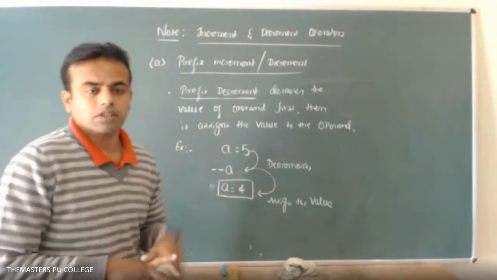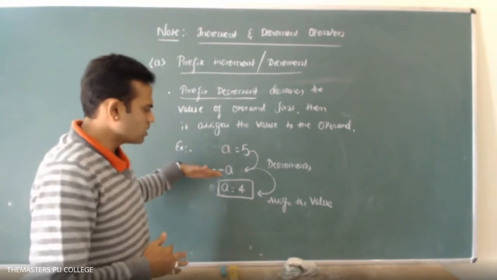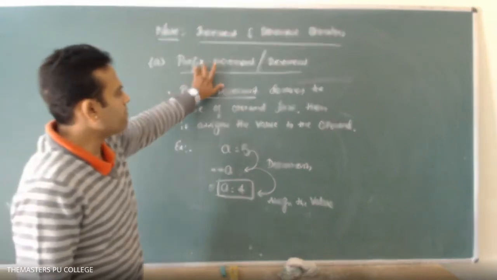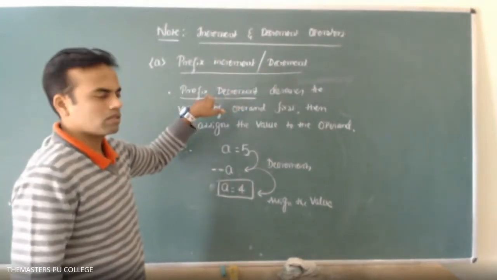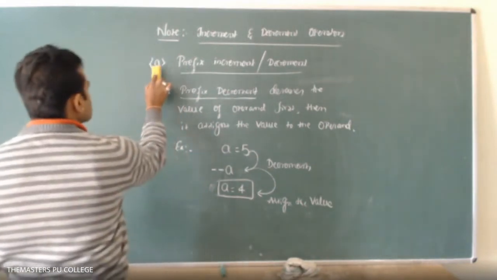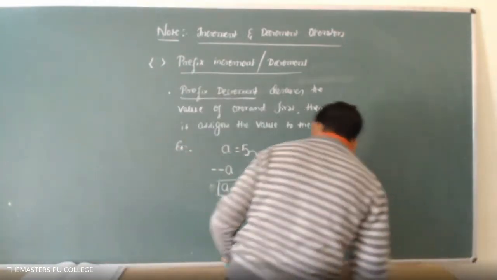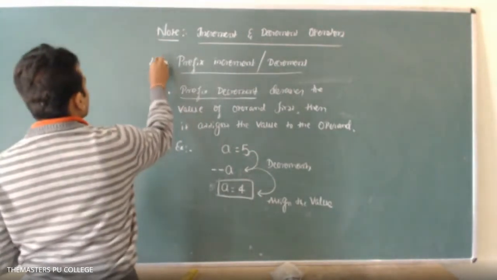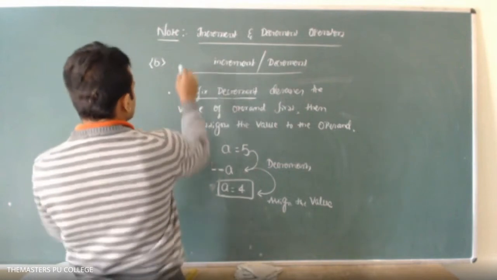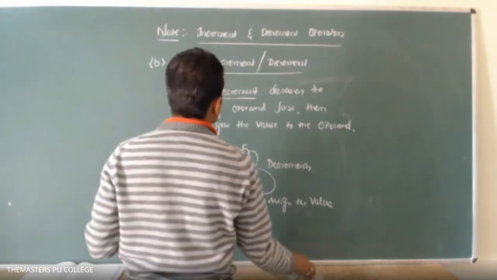Right? Is that clear? Yes, sir. First of all, it decreases the value. Later on, it assigns the value. That's it. So we call it a prefix decrement now. Okay. Next, B. We'll take postfix increment and decrement.